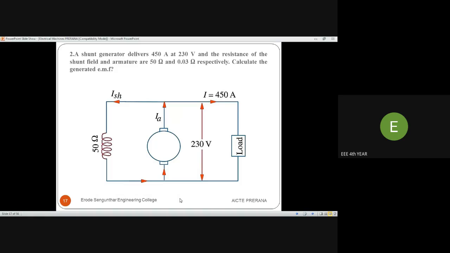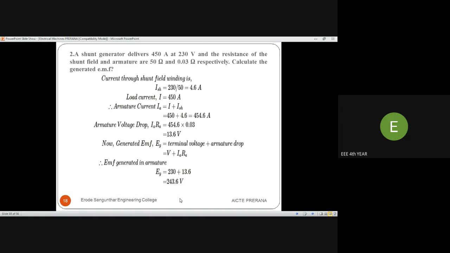It is a simple circuit arrangement of a DC shunt generator. 50 ohm is the shunt field resistance value. 230 voltage is the load voltage across the load. IA equal to ISS plus load current I. The load current I equal to 450 ampere, already given. We have to find out the ISS current and the IA current, then finally we can determine the EG value.